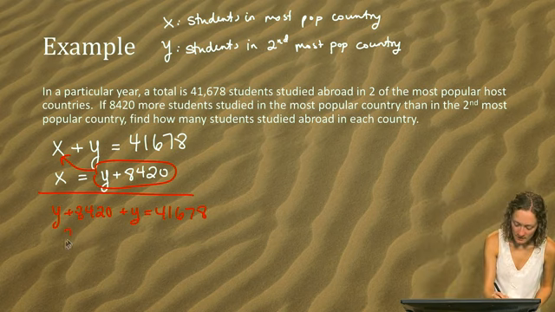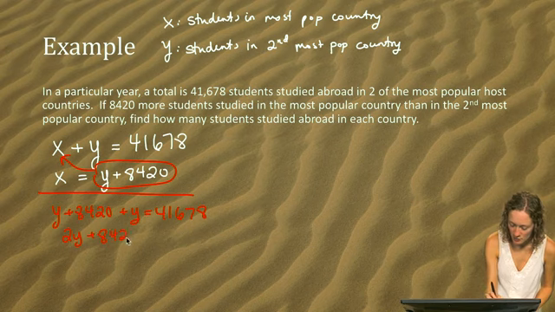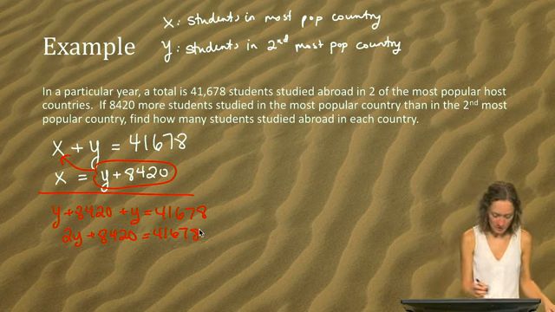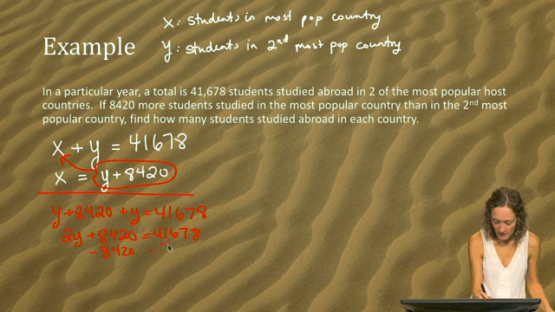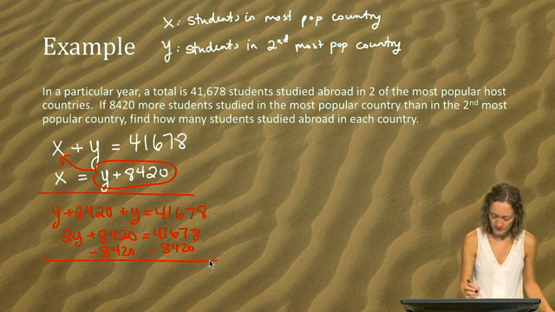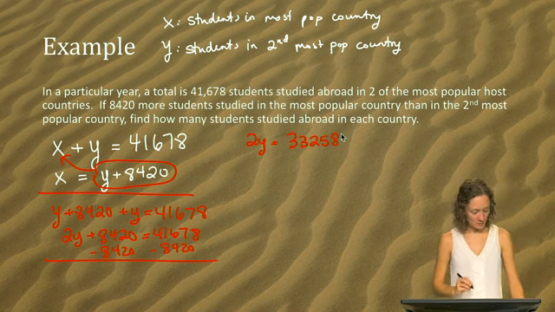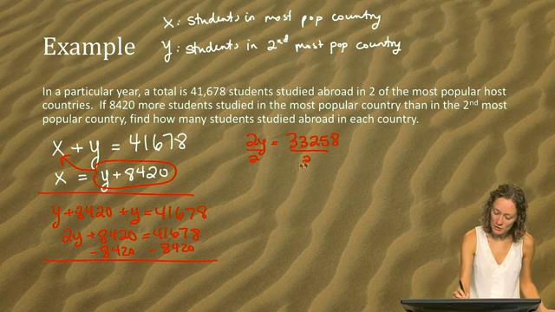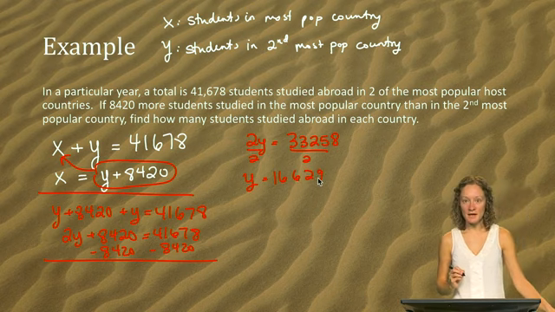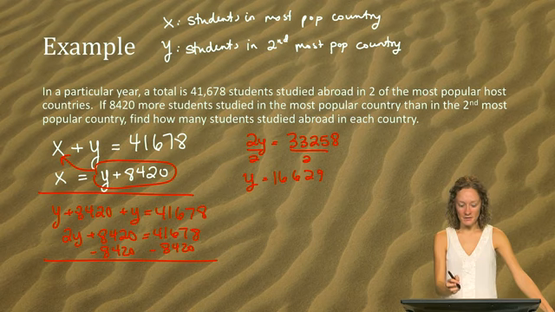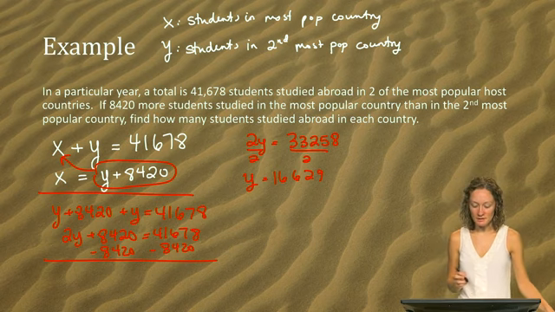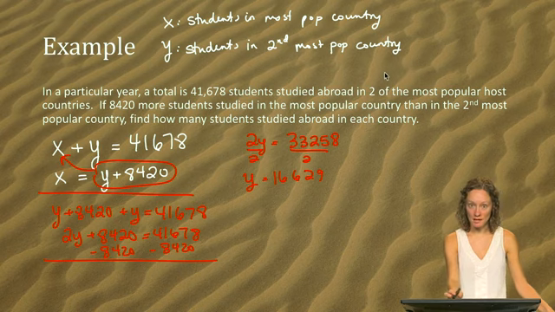Then continue solving. 2Y plus 8,420 equals 41,678. Subtract 8,420. 2Y equals 33,258 divided by 2. Y equals 16,629. And what does this answer mean? It means there were 16,629 students that studied abroad in the second most popular country.